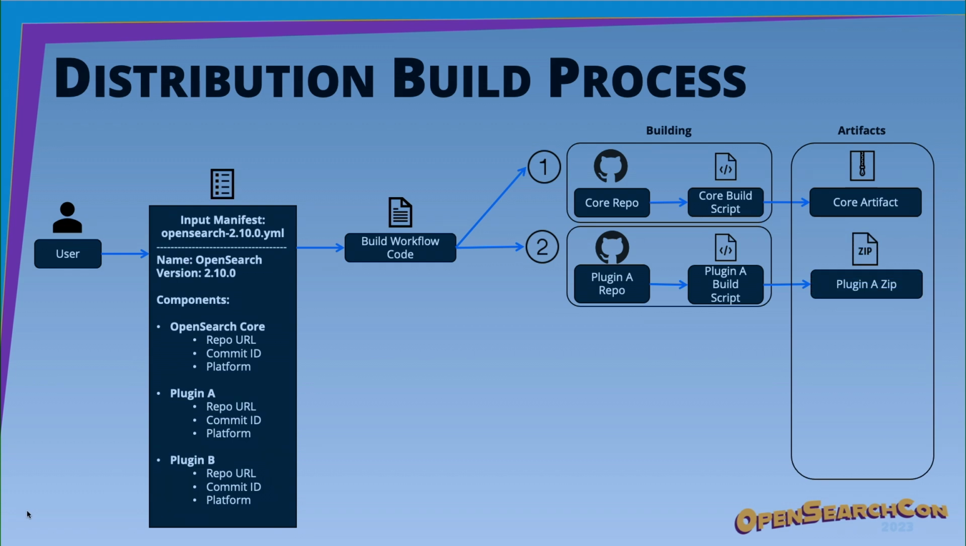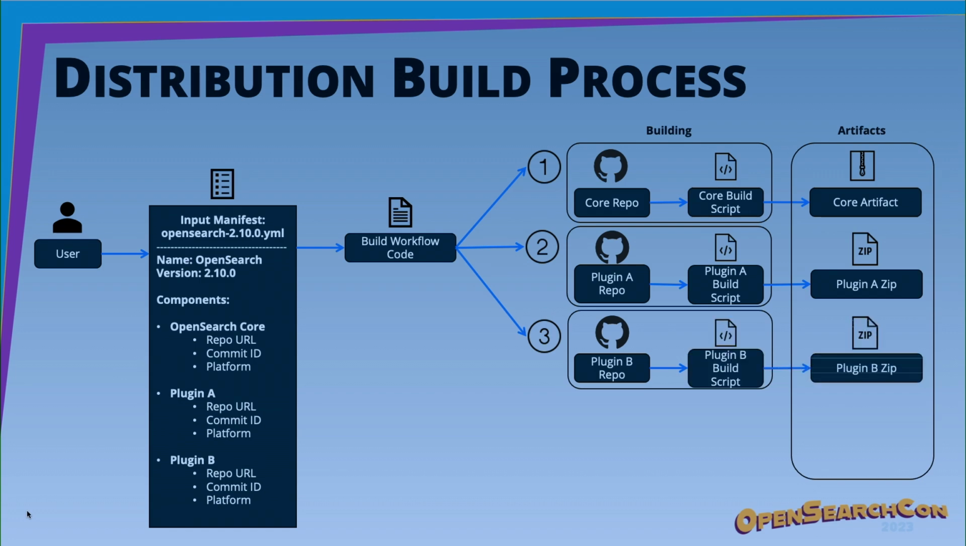Now, the reason I put plugin A zip over there is because all the plugins, it doesn't matter if you build for Debian or RPM or tarball, because they're Java-based, it is always going to be a zip file. Going on, you have plugin B and so on, and just keep going, and then you have a plugin B zip as well. Now you have all your artifacts ready.